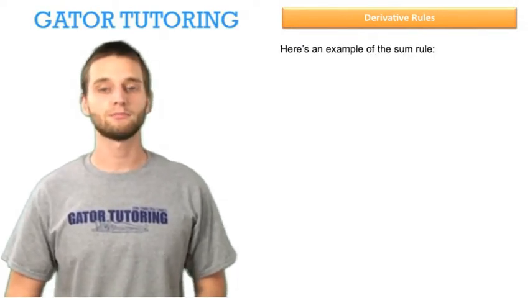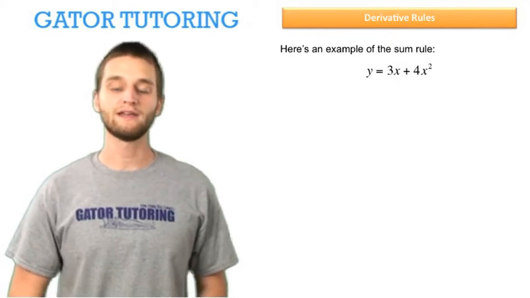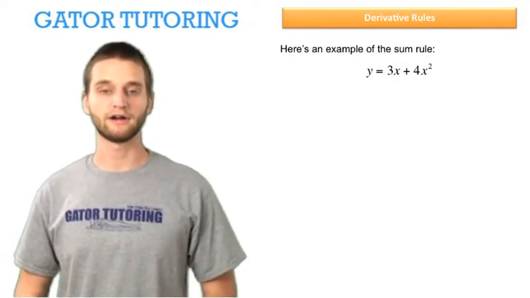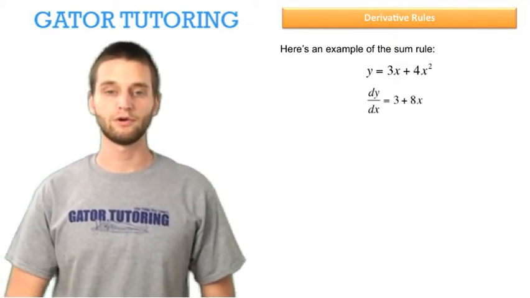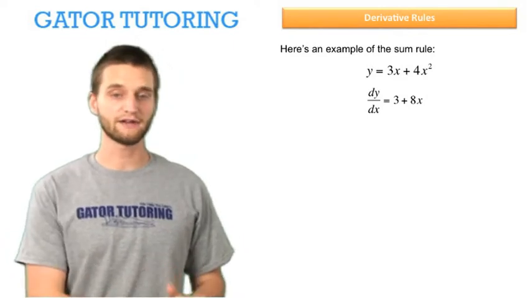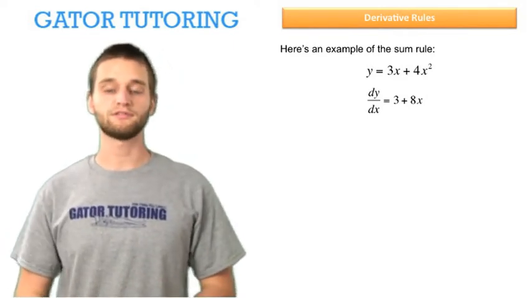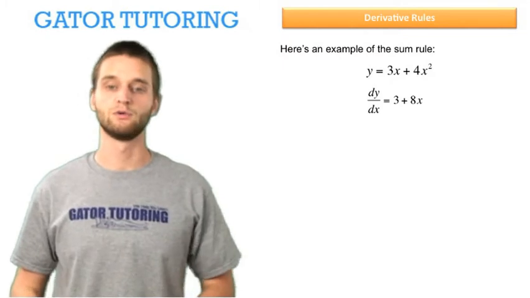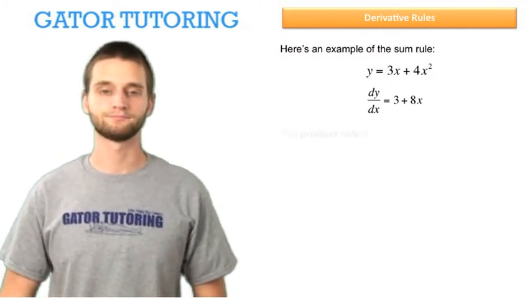Here's an example of the sum rule. If y equals 3x plus 4x squared, the sum rule tells us the derivative is the derivative of 3x, which is 3, plus the derivative of 4x squared, which is 8x, using the power rule.